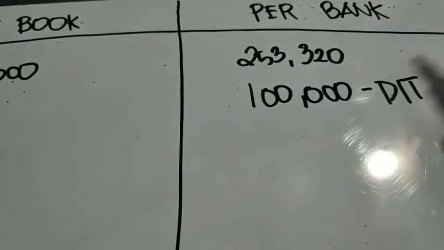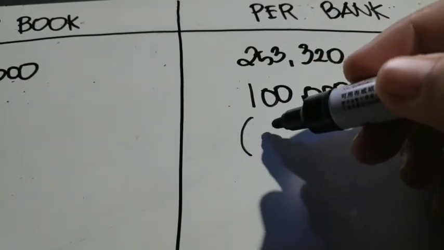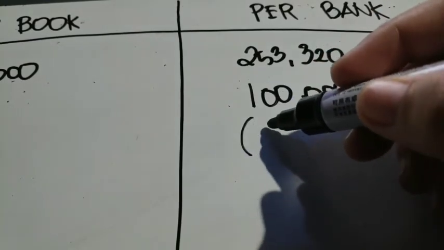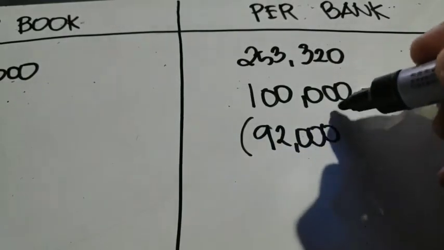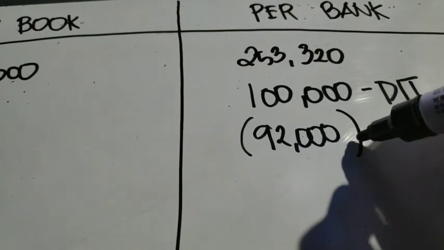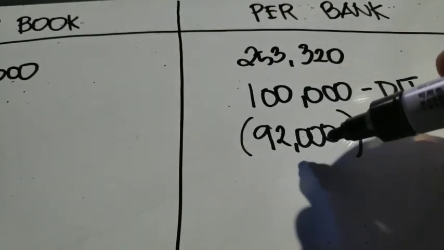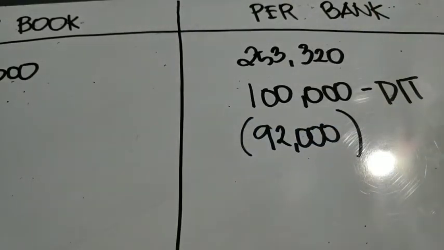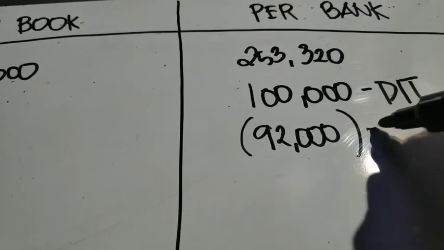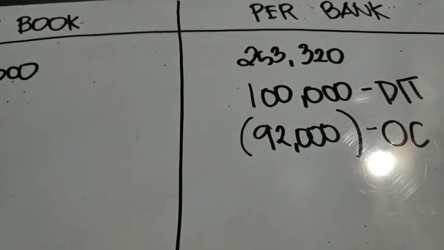Next is the issued check. So you released money from your bank account. So, minus 92,000. The open and close parentheses indicate the deduction of an amount from the whole amount. Okay? Next, this 92,000 is your outstanding check, your OC.